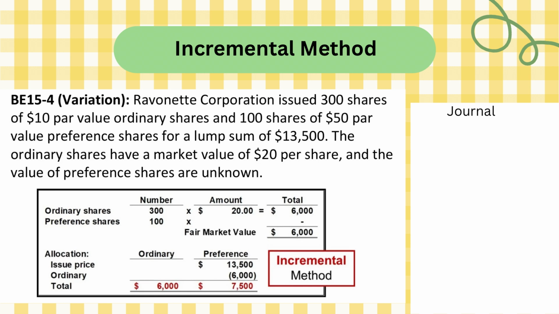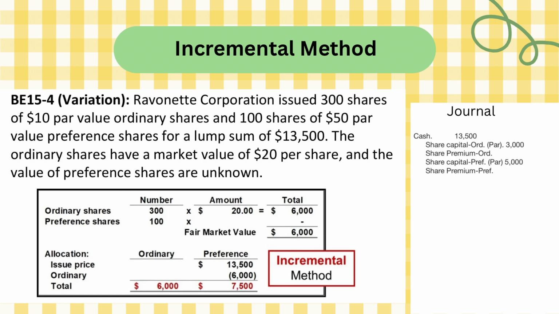Now, Ravonet Corporation issued 300 shares of 10 par value ordinary shares and 100 shares of 50 par value preference shares for a lump sum of 13,500. Now the ordinary shares have a market value of 20 per share, and the value of the preference shares is unknown. So as you can see, the market value for the ordinary shares is 20 per share, but for the preference shares, it's unknown. So I cannot use the proportional method. I have to use the incremental method.